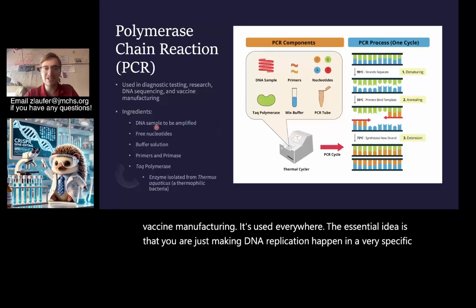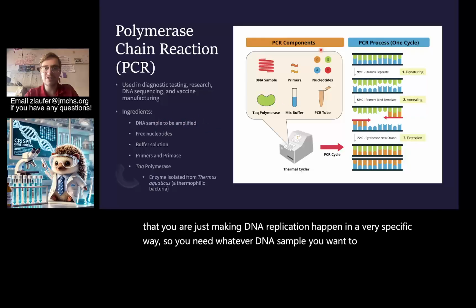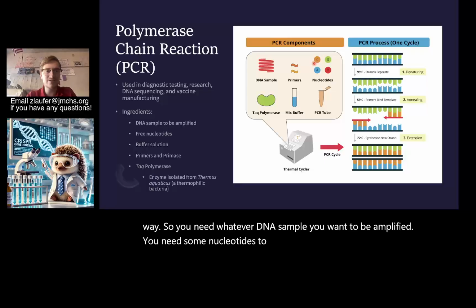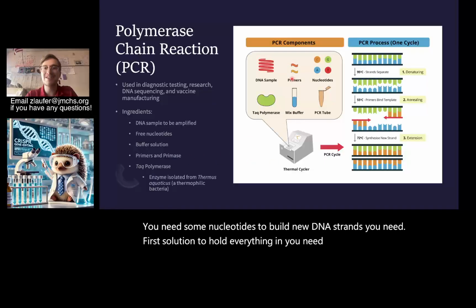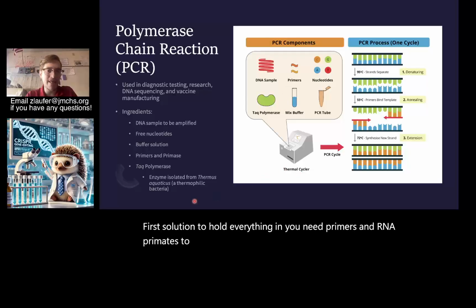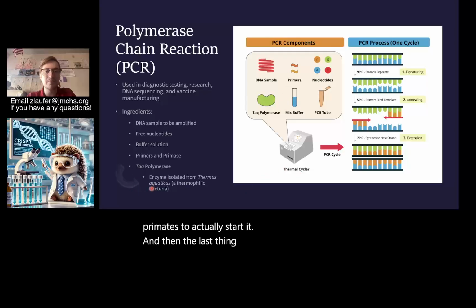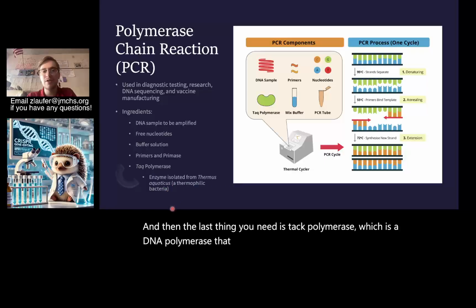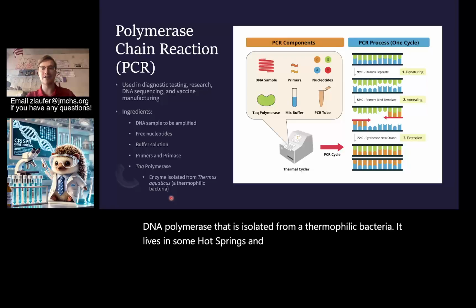So you need whatever DNA sample you want to be amplified. You need some nucleotides to build new DNA strands. You need a buffer solution to hold everything in. You need primers and RNA primase to actually start it. And then the last thing you need is Taq polymerase, which is a DNA polymerase that is isolated from a thermophilic bacteria. It lives in some hot springs, and so it's active at really high temperatures.